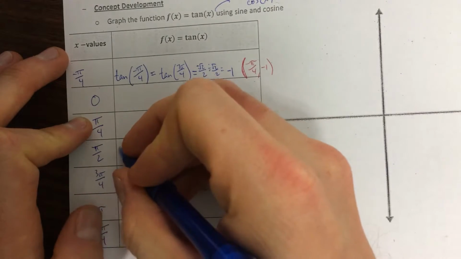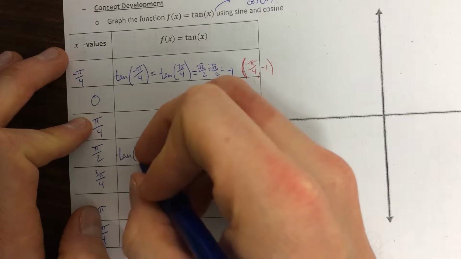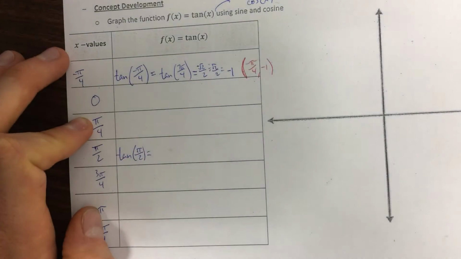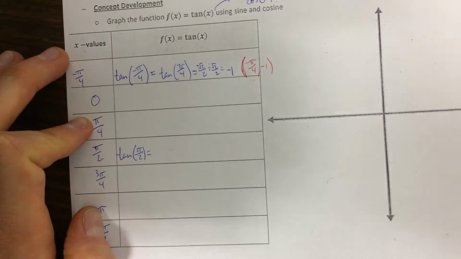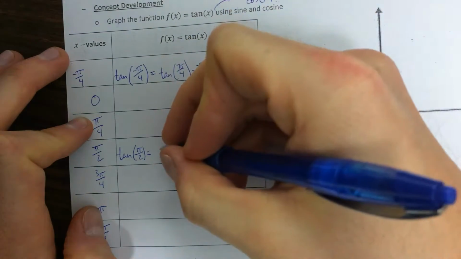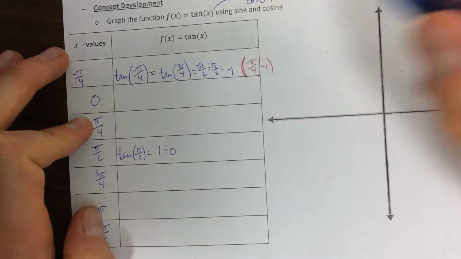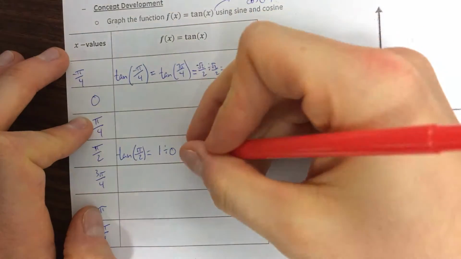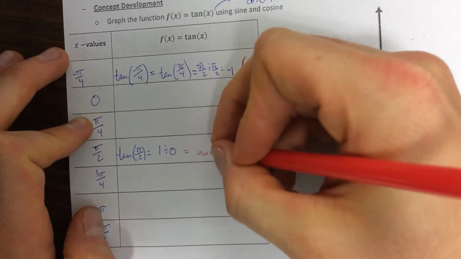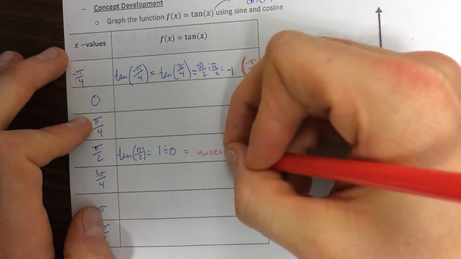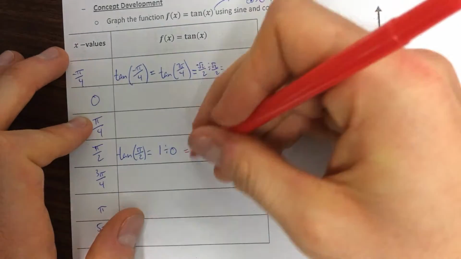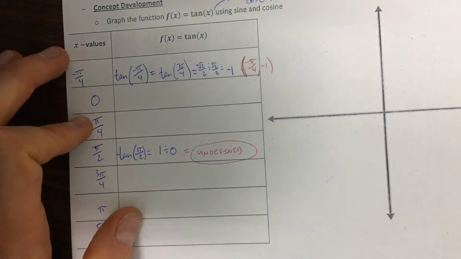Similar thing if we did tangent of pi over 2. At pi over 2, sine is 1. We're dividing by 0, which is undefined. So at pi over 2, we have an undefined line because we cannot divide by 0.